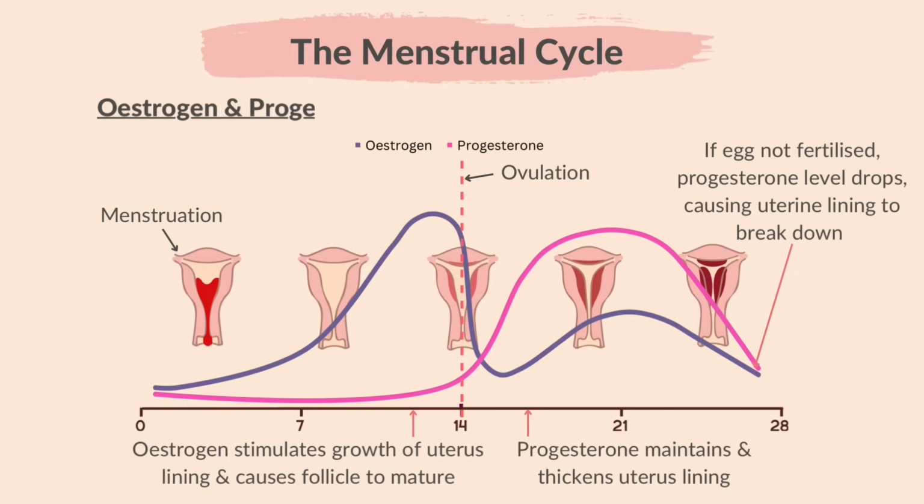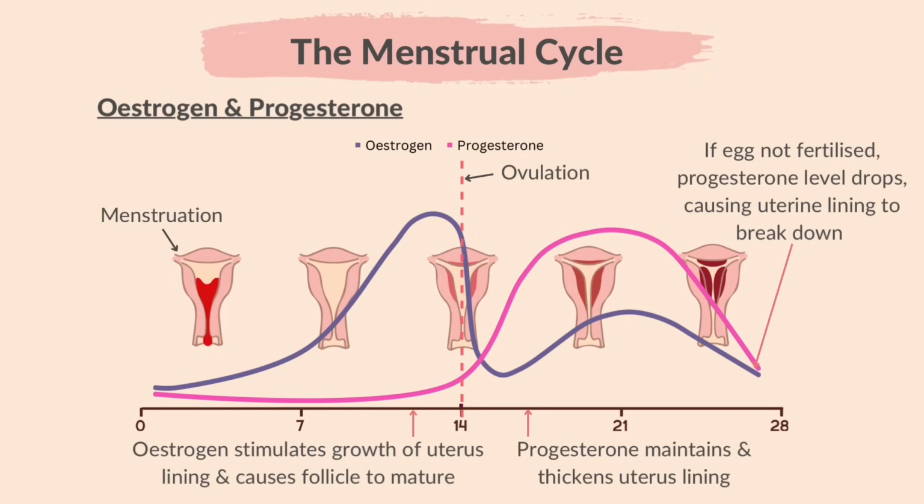Let's look at the estrogen and progesterone levels during the menstrual cycle. So in the first few days during menstruation, there will be low levels of estrogen and progesterone. Afterwards, the levels of estrogen start to increase, leading to the thickening of the uterus lining. Progesterone levels remain low during this time.